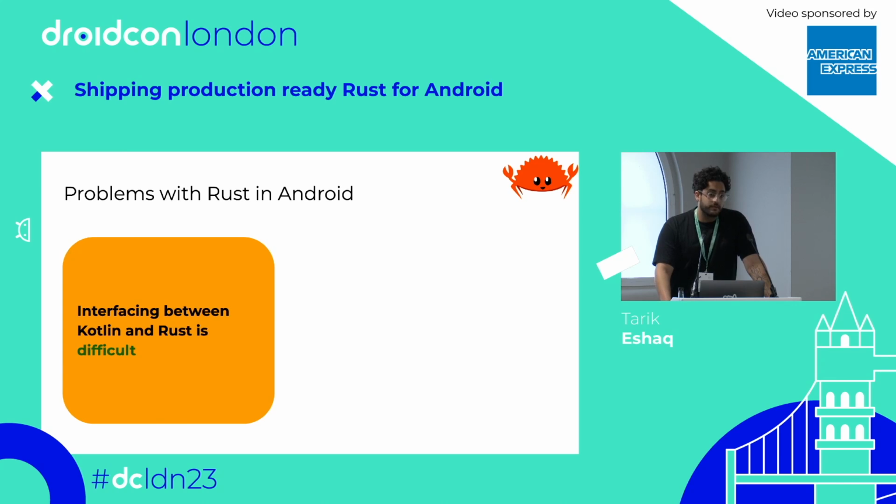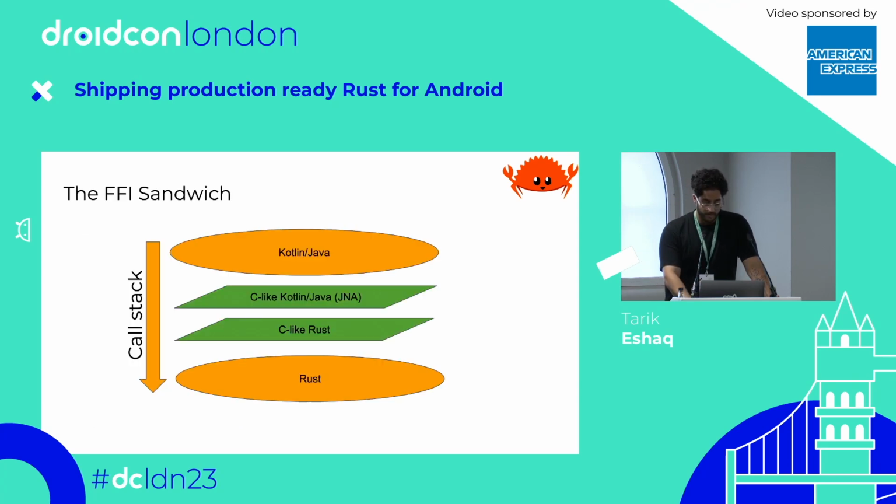And the problem that we'll be talking about the most today is that interfacing between Kotlin and Rust is difficult. And I'm going to introduce a concept for those not familiar with interfacing with native languages. And the concept is the concept of the FFI sandwich. I first heard this term, FFI sandwich, earlier this year at RustConf.